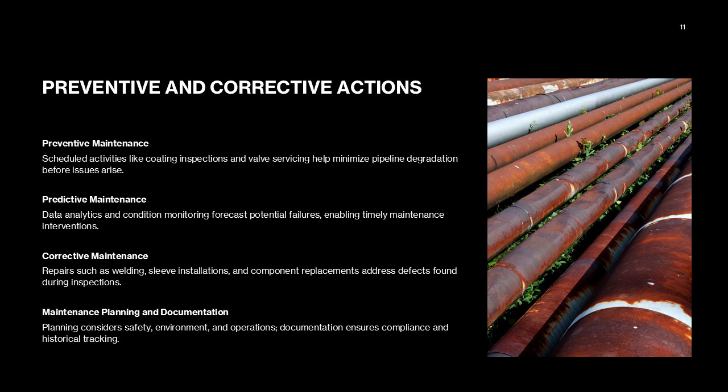Predictive maintenance uses data analytics and condition monitoring to forecast potential failures, allowing timely interventions. Corrective maintenance addresses defects identified during inspections, which may include welding repairs, sleeve installations, or component replacements. Advanced repair techniques like composite wraps offer non-intrusive solutions for reinforcing pipeline sections without shutting down operations.